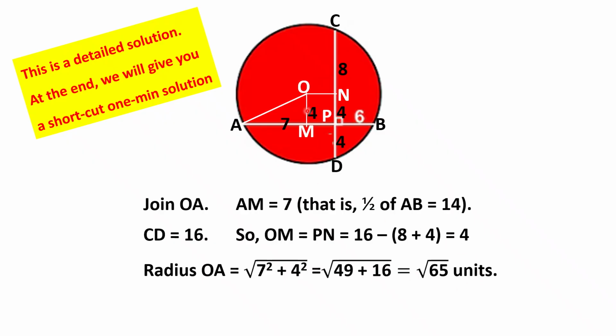We are taking the right angle triangle, base 7, altitude 4. OM is equal to PN, which is 4. So base 7, altitude 4, by Pythagoras theorem, hypotenuse, that is radius OA, equals square root of 7 square plus 4 square, or square root of 65. Root 65 units is the required radius of the circle.